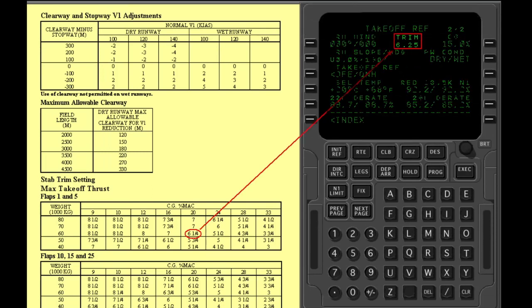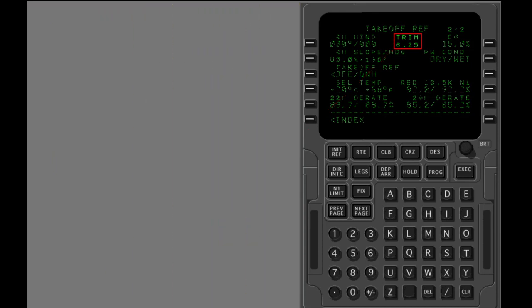This information is the same that you will find on your takeoff reference page of the FMC if you enter the same reference conditions. Stabilizer trim settings are valid for assumed temperature reduced thrust and for improved climb takeoff, but may vary with takeoff derates.